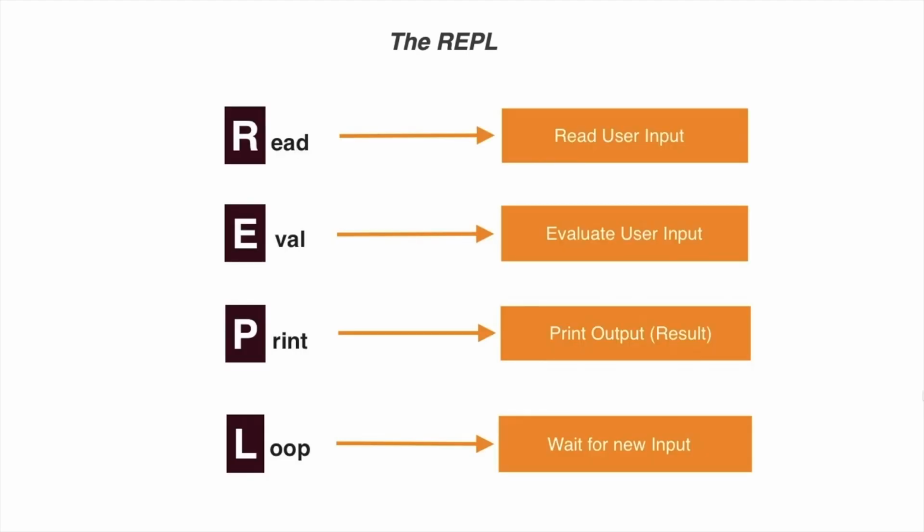Let me dive into two different ways of executing your node code. One way of executing it is the REPL. REPL stands for read (user input), eval (evaluate user input), print (outputting a result), and loop (returning and waiting for new input). REPL is what we use if you just type node in your terminal.